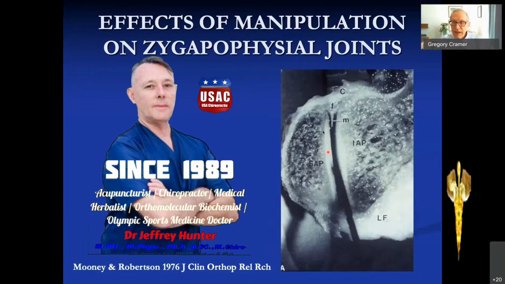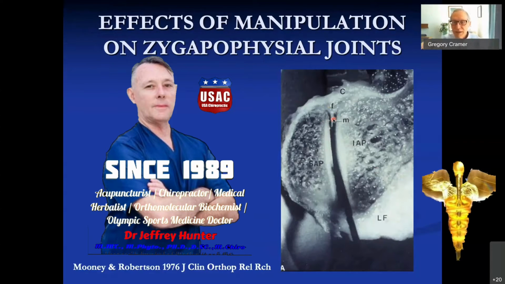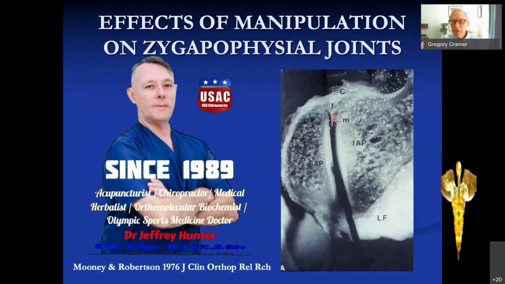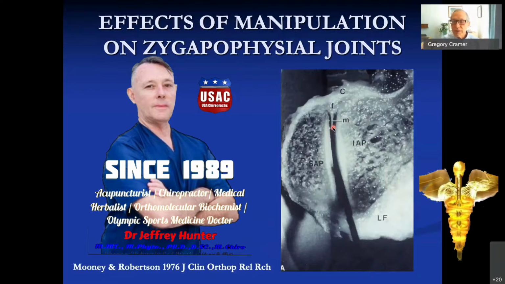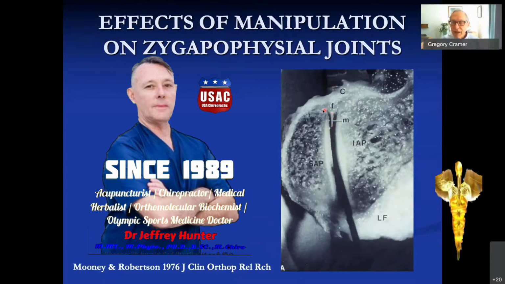If a person's walking uptown in Oxford, for example, and you step off of a curb, you're talking to your friend, you're not really paying attention, you step off of a curb without thinking about it, that type of quick jarring motion, Mooney and Robertson felt could cause this meniscus to move into this position. And since this time, other authors have called this extrapment of a meniscus.